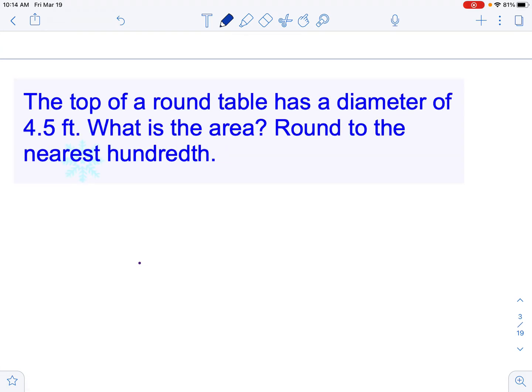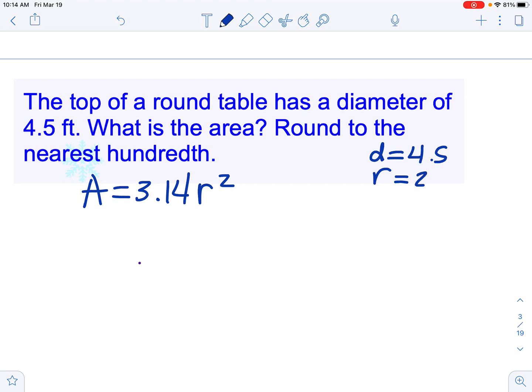This problem says the top of a round table has a diameter of 4.5 feet. What is the area? Round to the nearest hundredth. So we know area of a circle is 3.14 r squared, with r being the radius. So if the diameter is 4.5, the radius is half of that. So the radius is 2.25. So I'm going to take 3.14 times 2.25 squared.